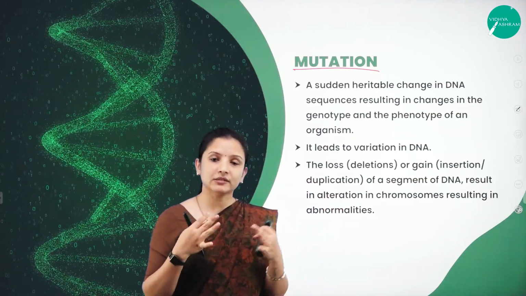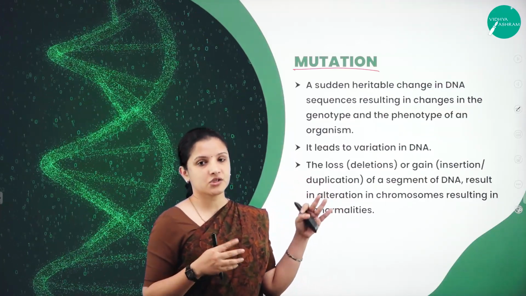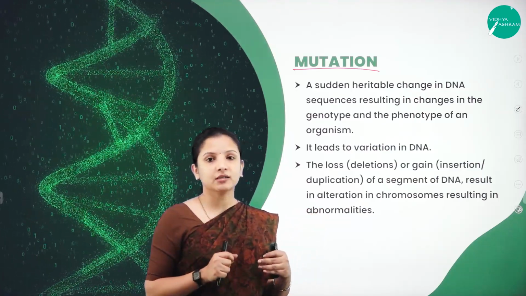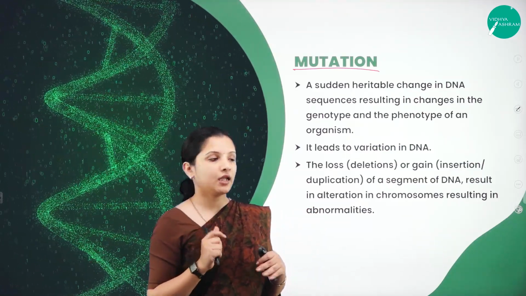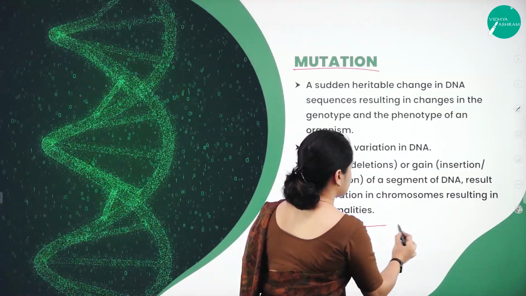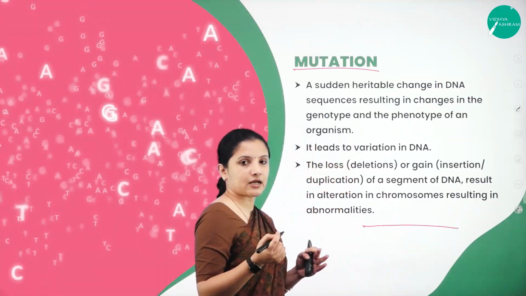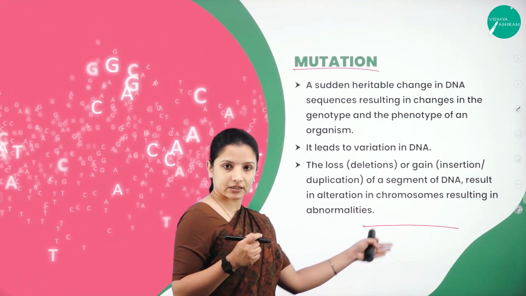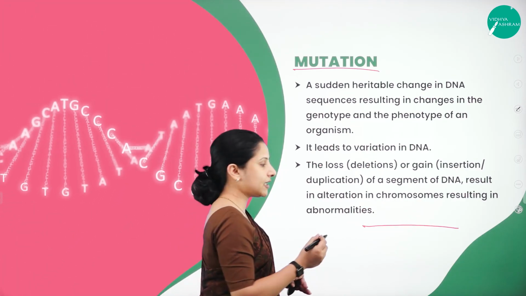Cancer occurs in the body because of mutation. So where does this mutation occur? It occurs in the DNA. So we have the DNA. DNA is a helical structure, but here I'm just drawing it as a linear strand for easy understanding.